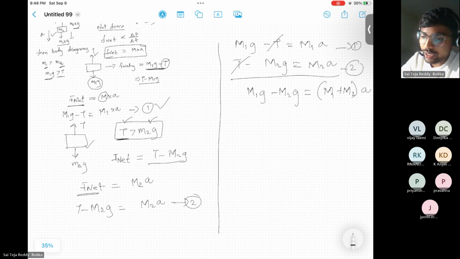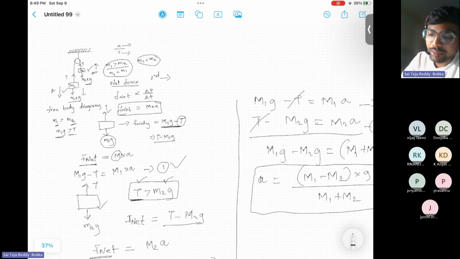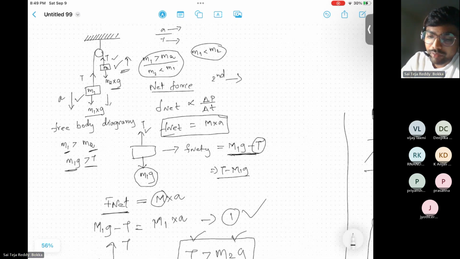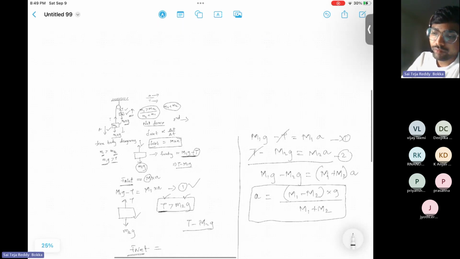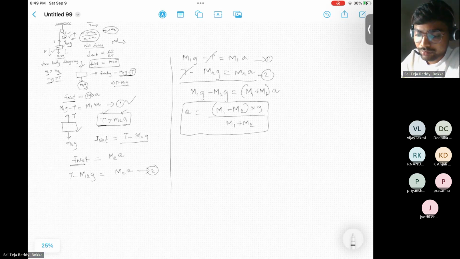That's right. So here acceleration will be equal to M1 minus M2 multiplied by G by M1 plus M2. So this is your acceleration formula for a simple pulley diagram which we are having two masses. So how to find out the tension now? We are already done with the acceleration. How to find out the tension now?